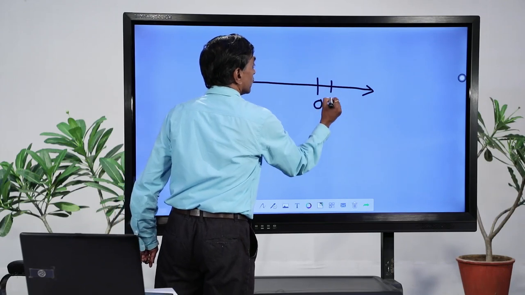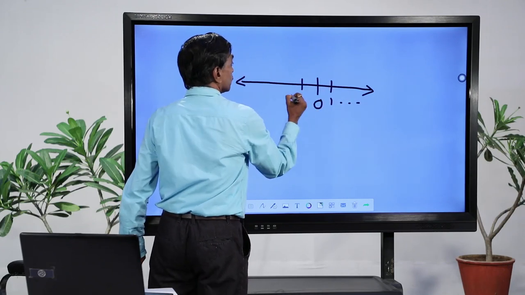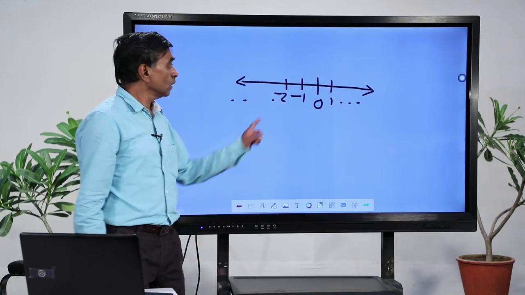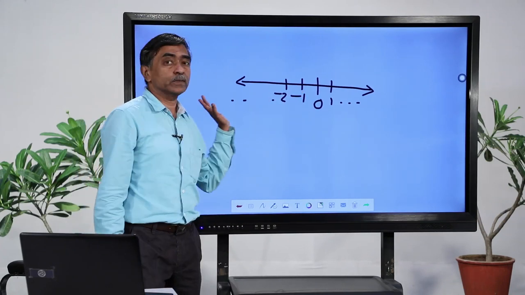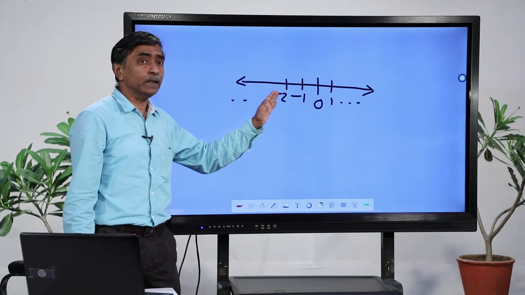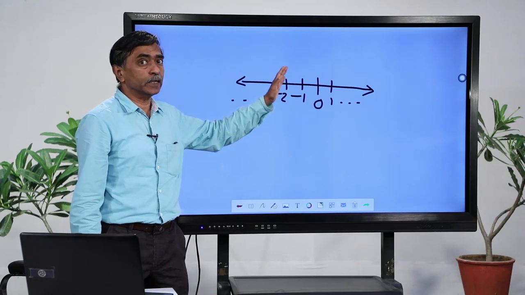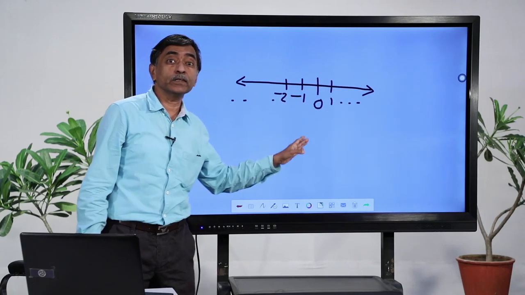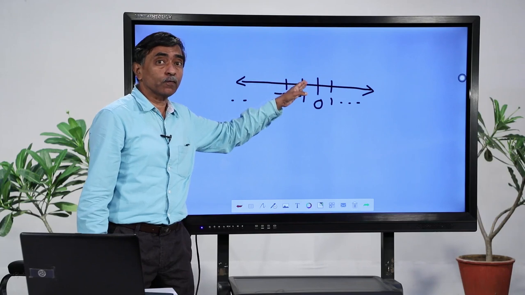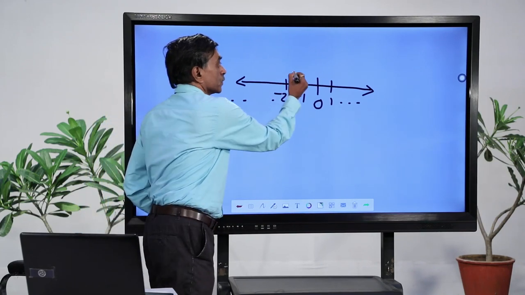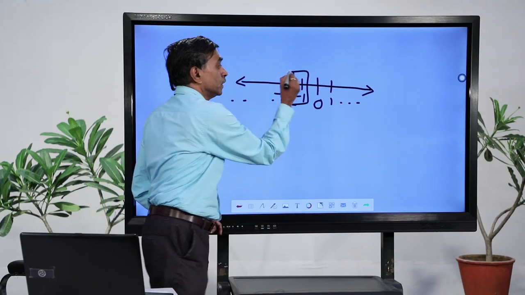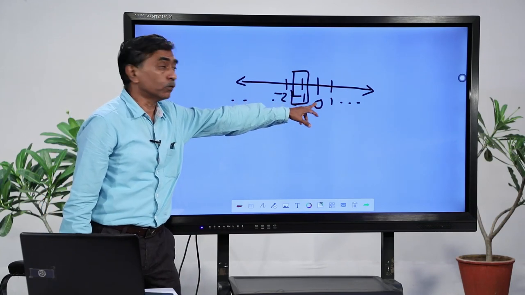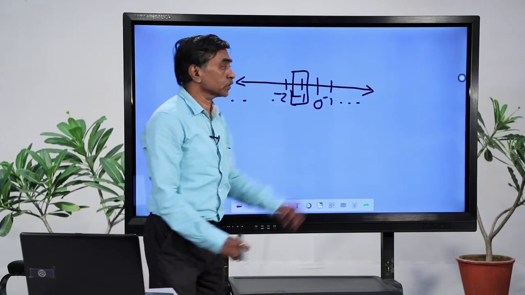Let me plot it on the number line first to see which is the greatest negative integer. This is 0, this is 1 and so on. This is minus 1, minus 2 and so on. This particular series of numbers you can see, suppose I start with minus 10, it is minus 10, minus 9, minus 8, minus 7, minus 6, minus 5, minus 4, minus 3, minus 2, minus 1 and then 0. But the sequence of negative integers stops at this. This is neither negative nor positive and then the positive integers start.